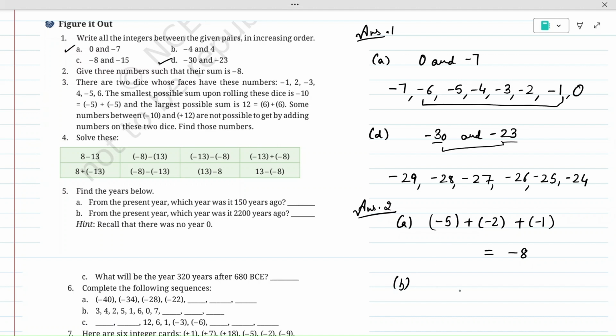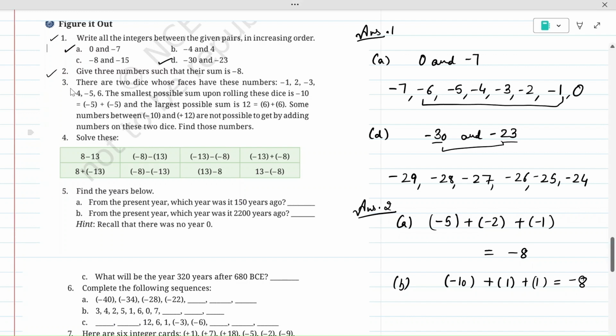Another way we can do this is I can take -10, right? And then I can add +1 two times to it. This way also we will get -8. Similarly, you can make many combinations here to get the sum of -8, right?